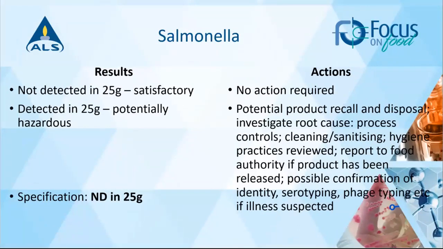Salmonella is found in animal products, so eggs, poultry, raw meat, dairy products, fresh produce, seed sprouts, melons, and salads, low moisture foods such as spices, peanut butter, chocolate, and flour. And it's been implicated in multiple outbreaks in Australia in recent years. For at-risk products, the specification is always not detected in 25 grams.